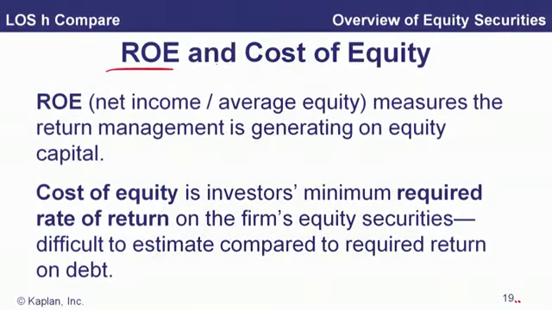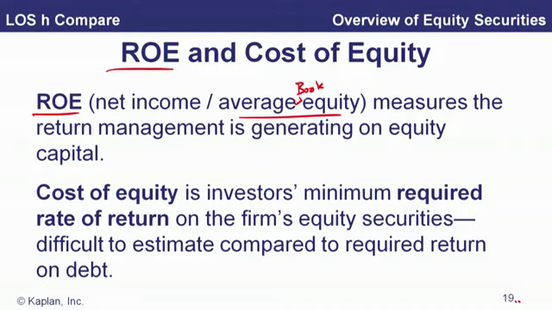We're also going to use book value when we talk about return measures. So we want to talk about ROE and the cost of capital. ROE is defined as net income divided by average equity. But this is book equity, so we do this with book value. Average book equity just means take the equity value from the beginning of the period plus the equity value from the end of the period, and divide it by 2.